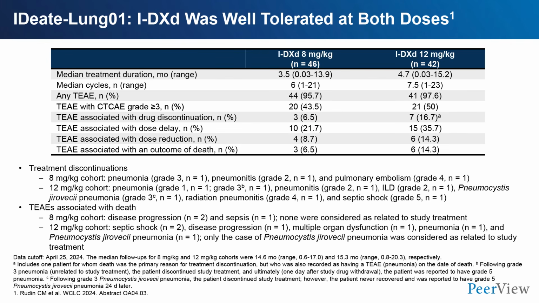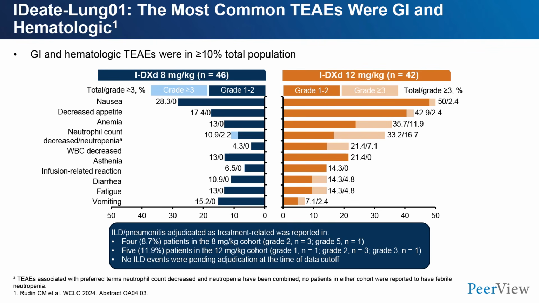From a safety summary, we see a median treatment duration of 3.5 months on the 8 mg per kg dose, 4.7 months on the 12 mg per kg dose, which again is the dose that has gone forward for further study. We see 17% of patients that did end up with drug discontinuation due to treatment emergent adverse events within that 12 mg per kg dosing. Here's the toxicity tornado plot. And you can see overwhelmingly this is grade 1-2, but there certainly are some toxicities to be aware of at this dosing, especially the 12 mg per kg dose on the right.